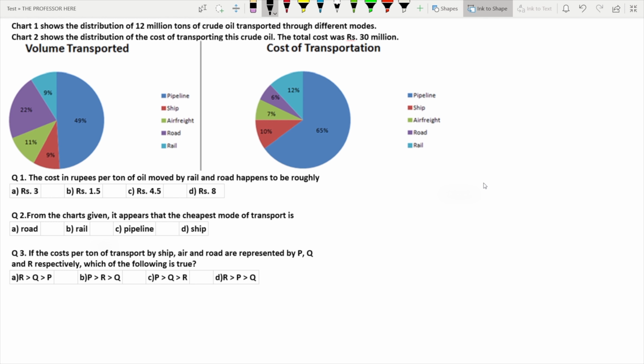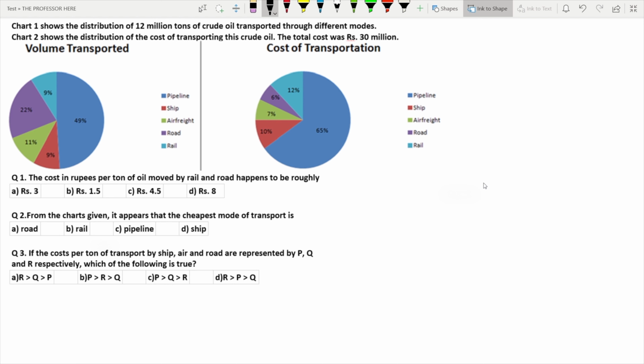We are going to learn about pie charts. As we can see, pie chart is a circle which is divided into different segments, and each segment according to its size represents a particular data value. So the question in front of us is a simple one, but we have two different graphs. Let's look at the question.